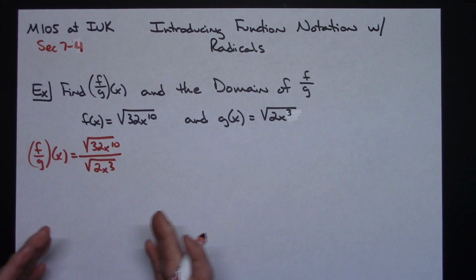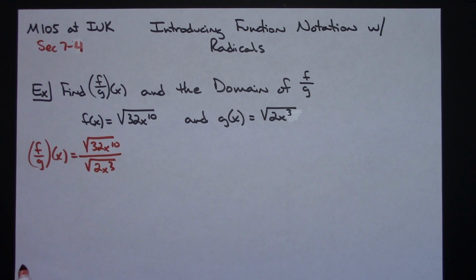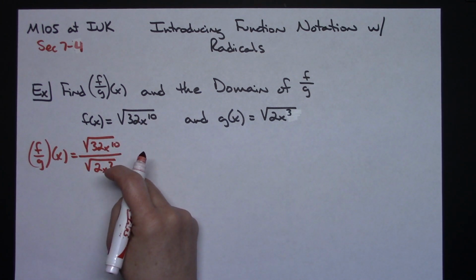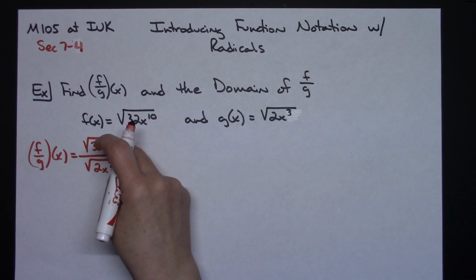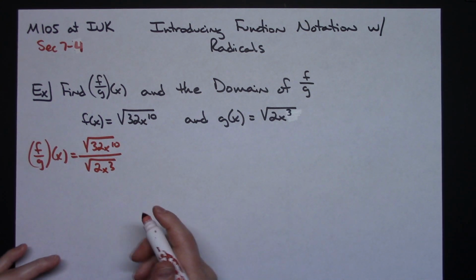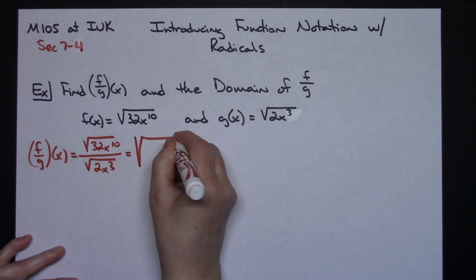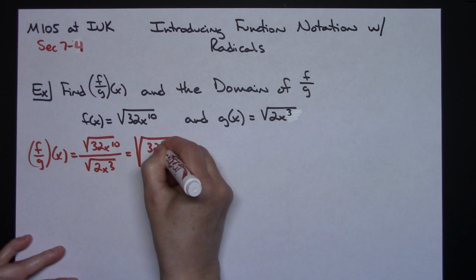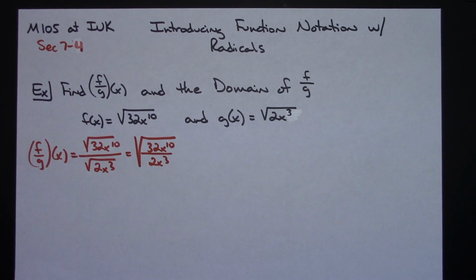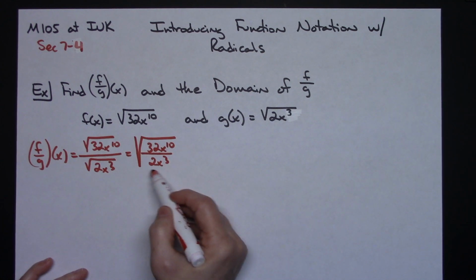Alright, now since this whole section has been dealing with these type of quotients like this, let's go ahead and remember the rule that says if I've got two individual radicals, one on top, one on bottom, I can, if it's going to benefit me, write it as one great big radical. So if I write it as one great big radical, then I can do 32x to the 10th over 2x to the 3rd. What that allows me to do is work with this expression underneath algebraically.